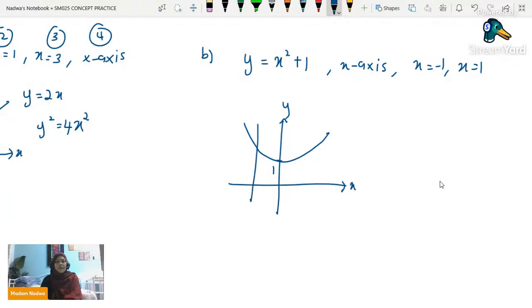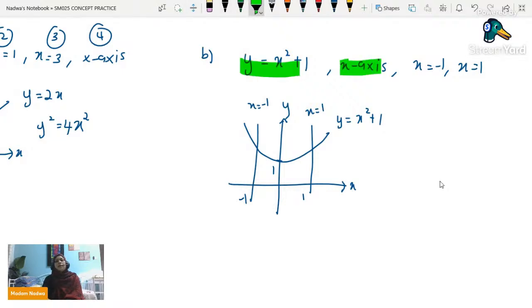Okay, ni paksi x sebab dia bagi x equals to negative 1, mesti dekat atas paksi x lah. So, maksudnya vertical. This is x equals to negative 1. This is y equals to x squared plus 1 tadi. And this is x equals to 1. Okay, x equals to 1. Kat mana region bounded by these 4 lines? Okay, obviously dekat sini lah.